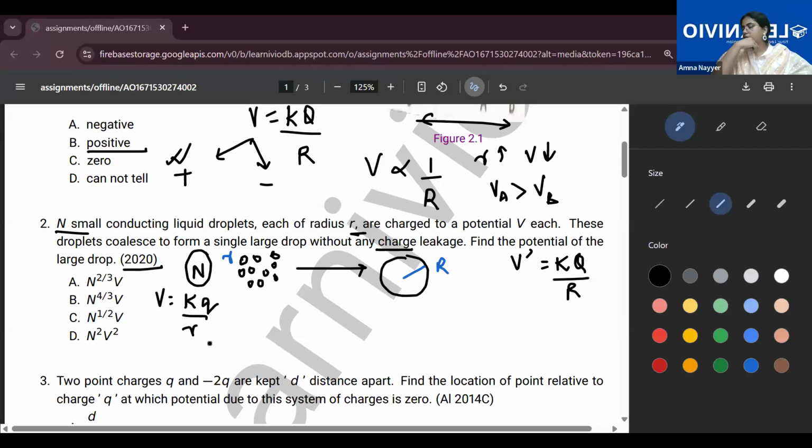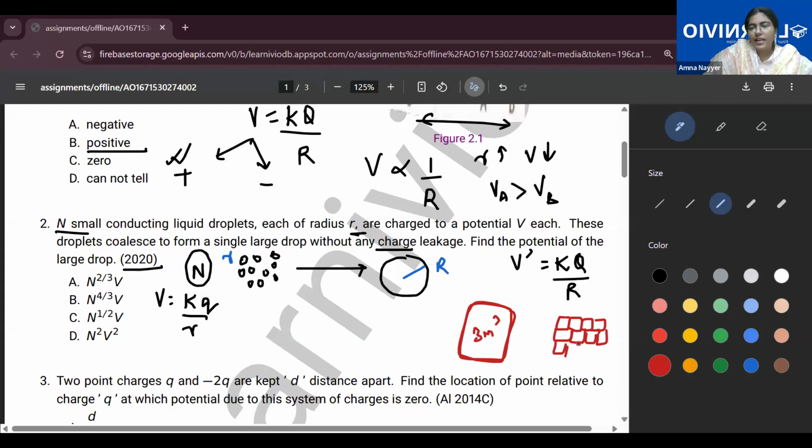Now see, imagine I have a small amount of clay, and I break it into very, very small parts. Let's say the volume of this big one was 3 meter cube. If I take these small parts and add them back, can you tell me what will be the volume? 3 meter cube, because I have not added any material and I have not deleted any material. So volume remains the same.